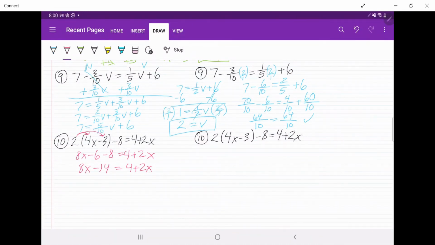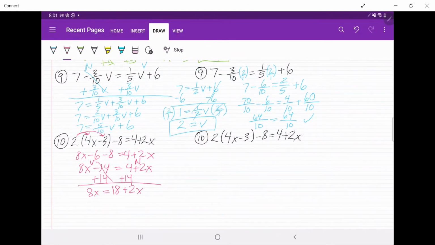Now we want variables on one side and numbers on the other. I'll have variables on the left and numbers on the right. So we need to get rid of anything that's not a variable. In this case, minus 14. So we add 14 to both sides. And we're left with 8x equals 18 plus 2x.